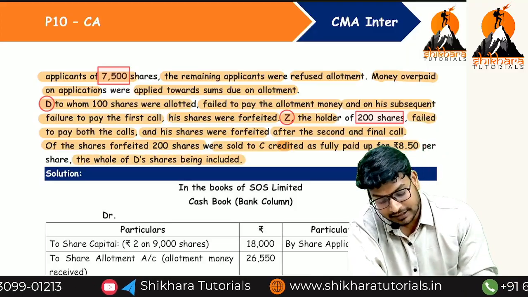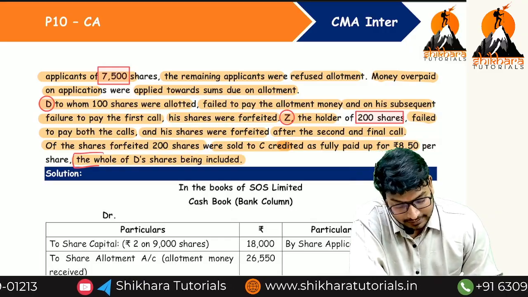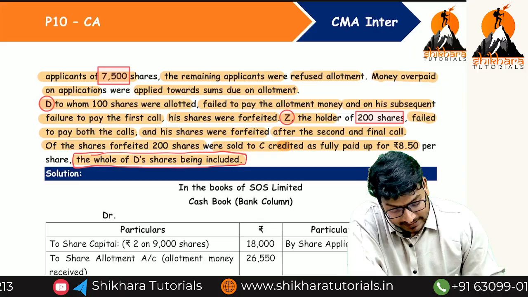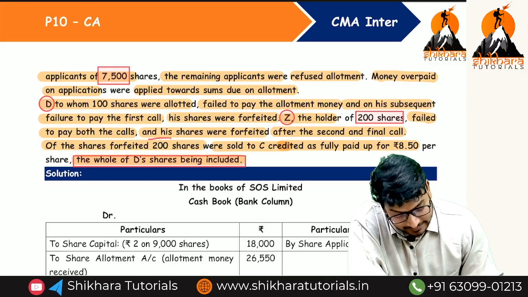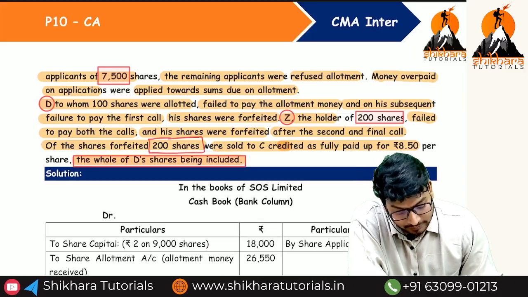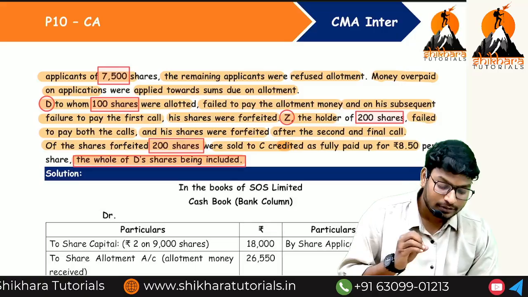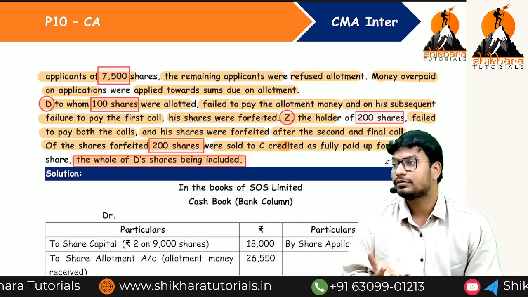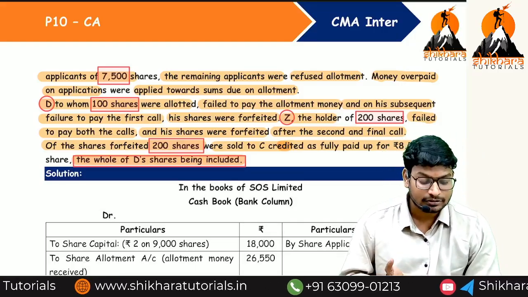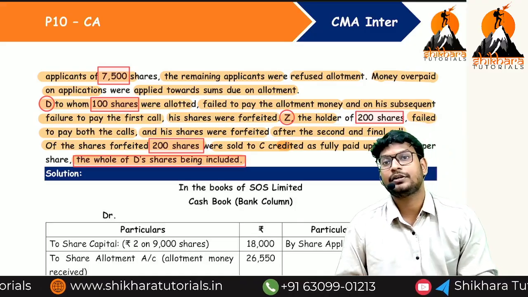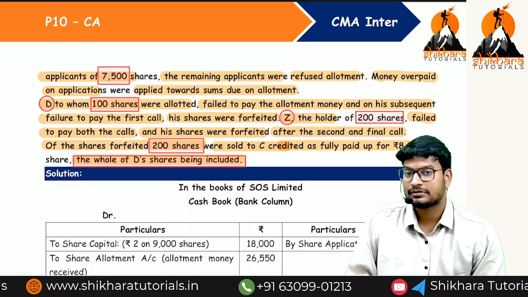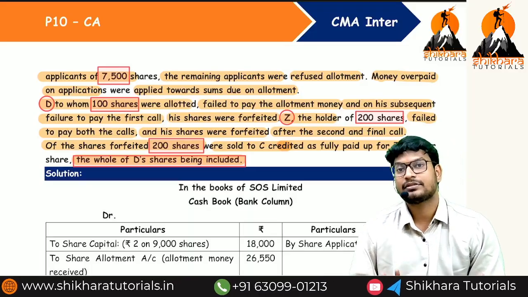Sir, this is the important point. Many students will not understand this one. What are they saying? In these 200 shares, 100 shares of D are also included. That means in these 200 shares, 100 shares belong to D and 100 shares belong to Z. So that is the point you need to understand. Is there any doubt? This is the clear picture about this question.